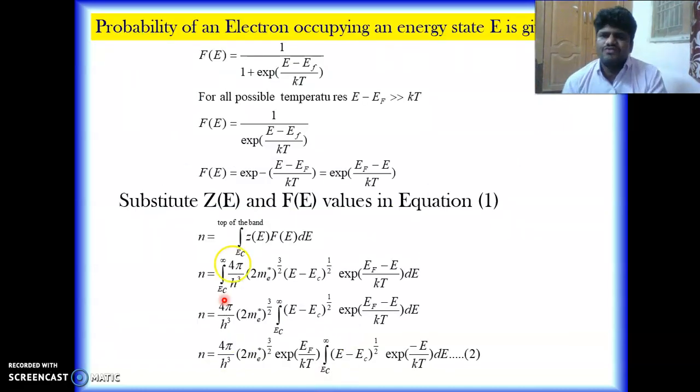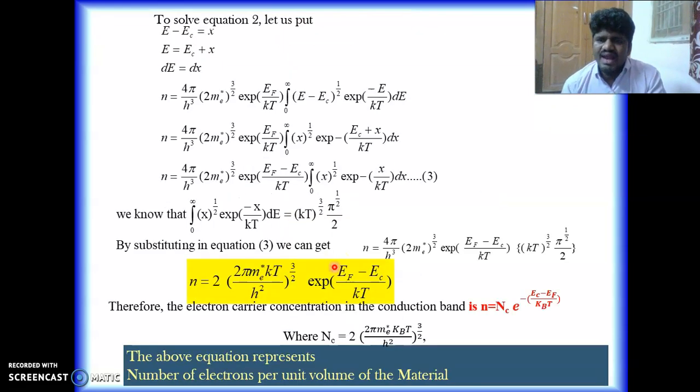Now we have to find the f of E. This function f of E is equal to 1 by 1 plus exponential of E minus EF by KT, and for E minus EF far greater than KT, if you simplify it, then we get f of E is equal to exponential of EF minus E by KT. By substituting this Z of E and f of E value in equation 1, after simplification, we get N is equal to 2 pi m star KT by h square whole power 3 by 2 exponential of EF minus EC by KT.